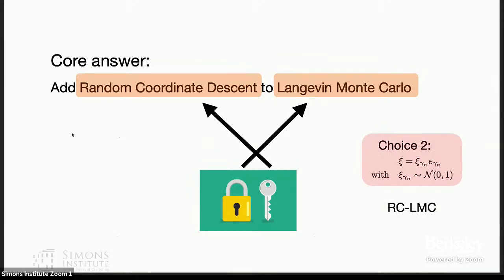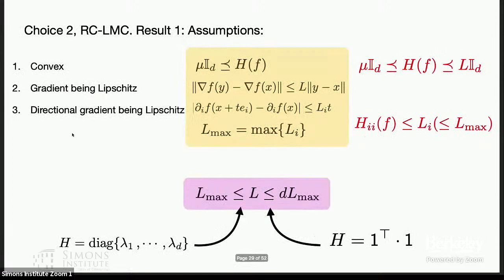I would like to give you some confidence first. So let's go with choice number 2. This is to say that each coordinate gets oscillated once after d steps and descends only once. So we have exactly the same assumptions. The convexity is mu. The Lipschitz constant gives you the upper bound of the Hessian. The Hessian has the biggest diagonal entry, and we have the upper bound and lower bound of L and L max.